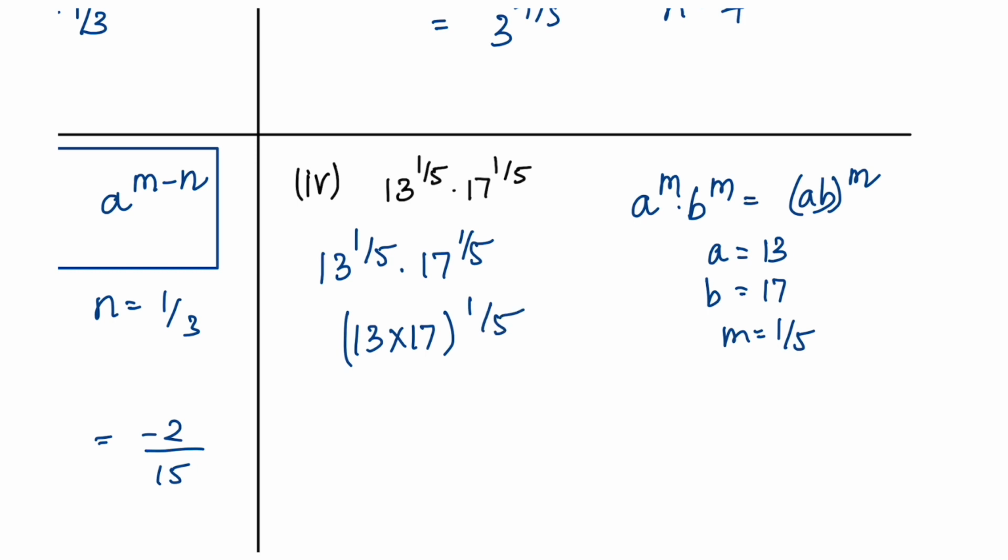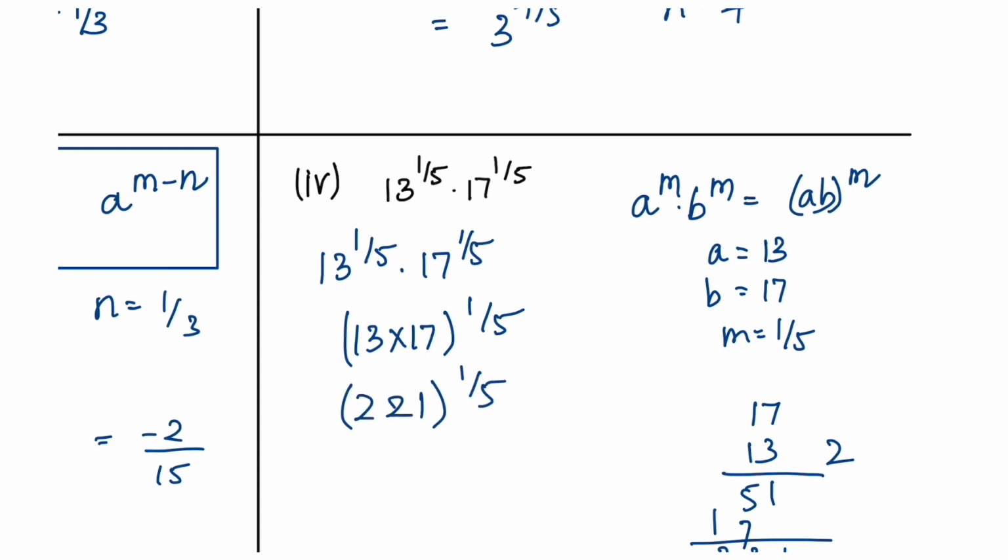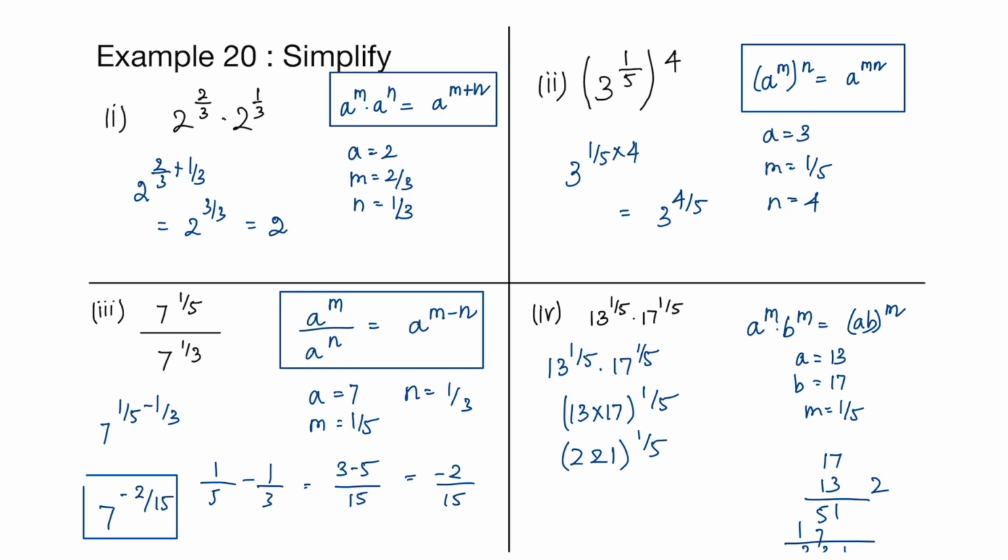Let me just quickly calculate the value of 13 times 17. I think it's 221. So 221 power 1 by 5, and that is the answer to this question. Now that was the last example of this chapter.